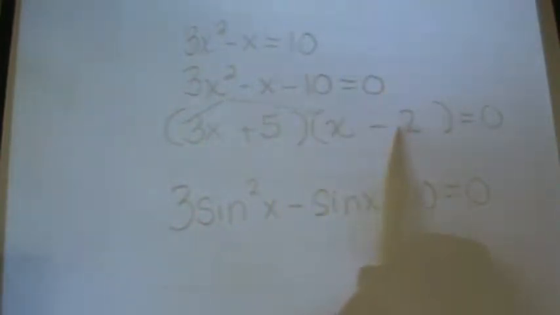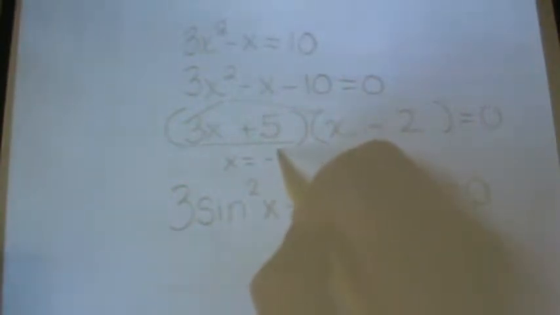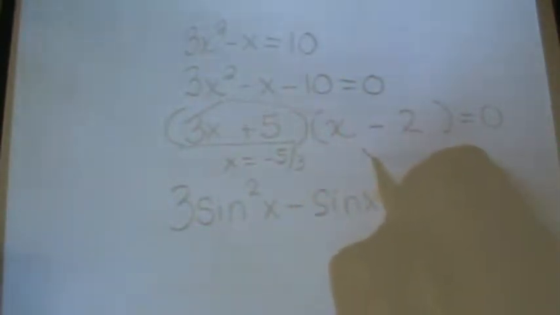Let's see if this works. 3x times x gives us 3x squared, and 5 times negative 2 is negative 10. But when we do the outers and the inners, they add up to be negative 1. She's correct. So then what you're going to do is set each of these equal to 0 and solve. So what's this little product equal to? Negative 5/3, and this is equal to 2.